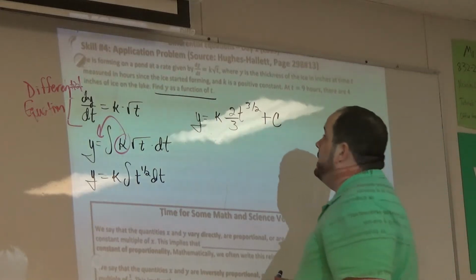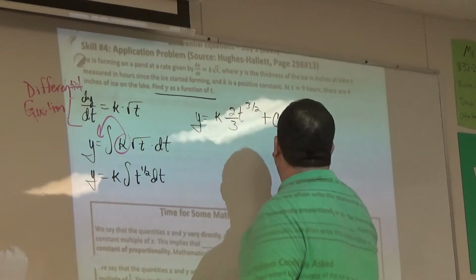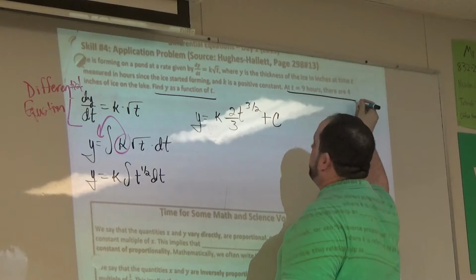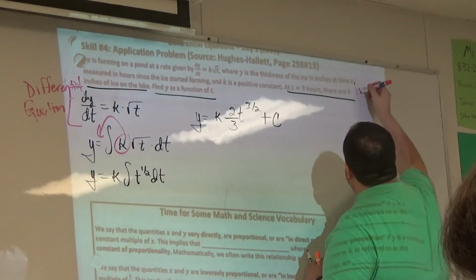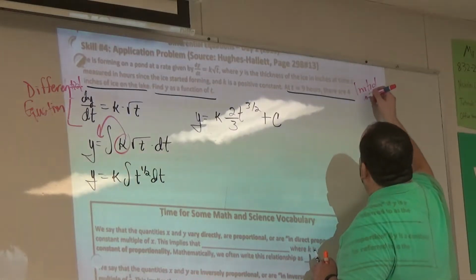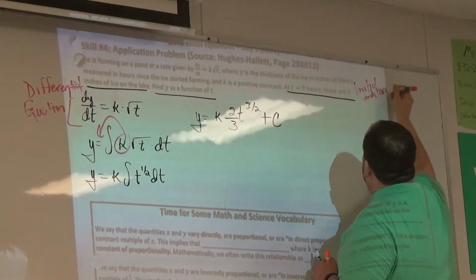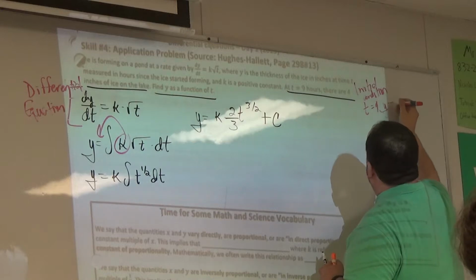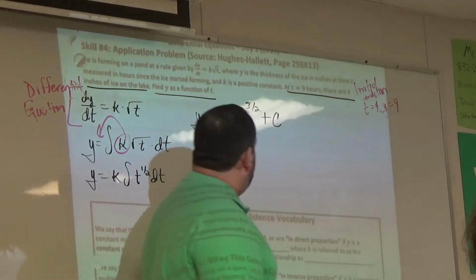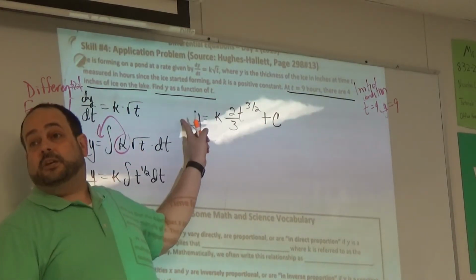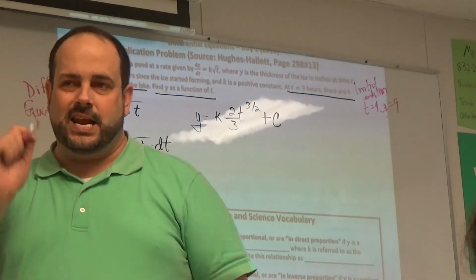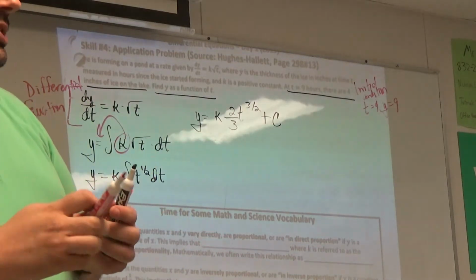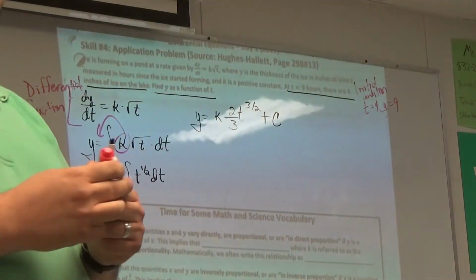Now, I think at some point, if you read the question carefully, at t equals 9 hours, there are 4 inches of ice on the lake. That's an initial condition. They're telling you the start. They say if t is equal to 9, y is equal to 4. Great. There is, however, another initial condition that I haven't heard anybody mention yet when I was walking around during group work here.